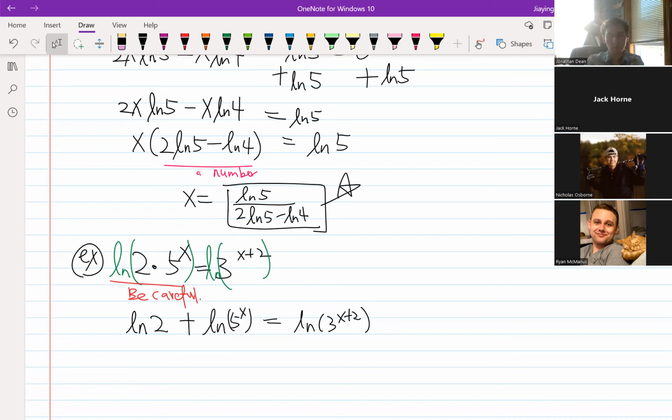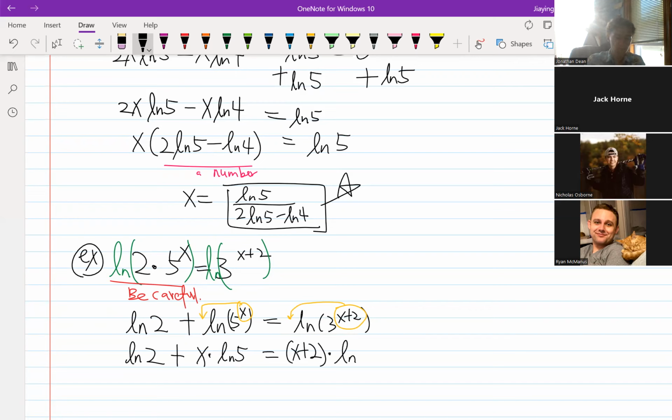And then what we're going to do, just like we did before, the natural log of 2, there's not much we can do. We're going to leave it. But the natural log of 5 to the x can go to the front of this log. X plus 2 can also go to the front of that log. So now we have natural log of 2 plus x times natural log of 5 equals x plus 2 times natural log of 3.